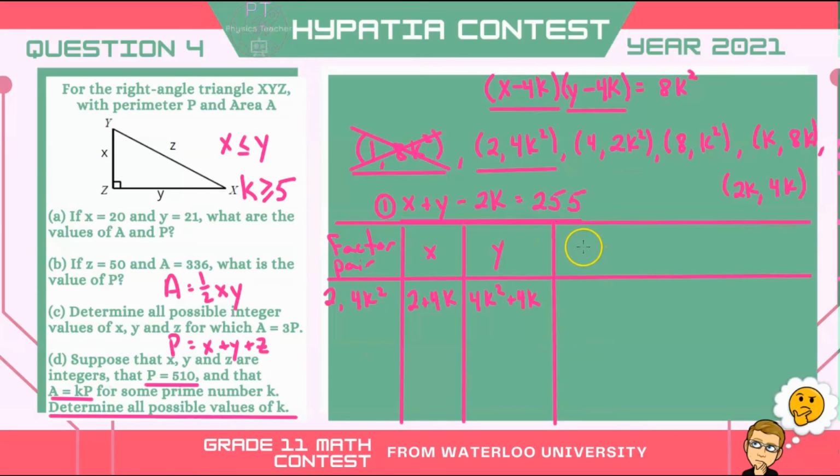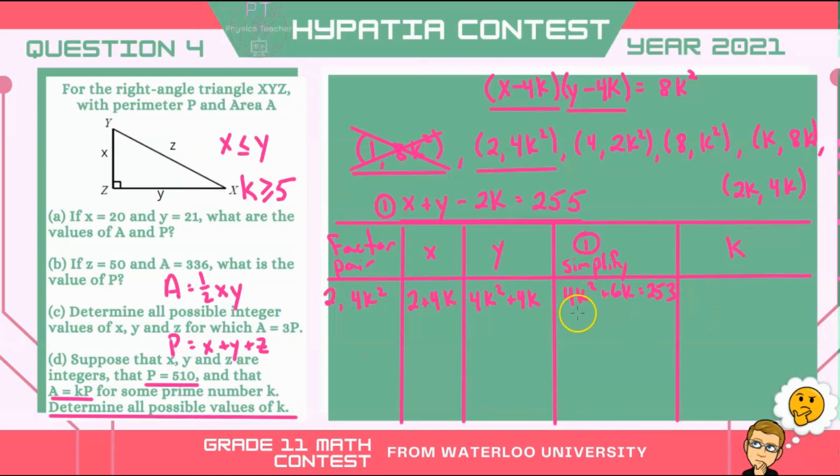And then we're going to look at equation 1, and we're going to simplify that equation 1 after we substitute our x and y values into it. And then we're going to solve for k. So I hope you tried these on your own. With our first factor pair, you should be able to simplify equation 1 after substituting x and y into it to get 4k squared plus 6k is equal to 253.